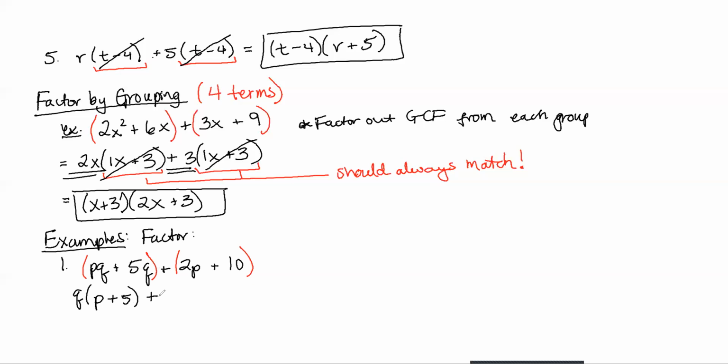Bring down the plus sign. These two have a common factor of 2. The first term, get rid of the 2, we're left with P, plus 10 divided by 2 is 5. Do these guys match? They do, so we can go ahead and factor out the P plus 5. If we get rid of it from each of these terms, we're left with a Q plus 2.